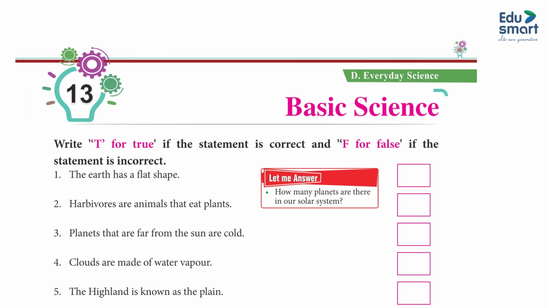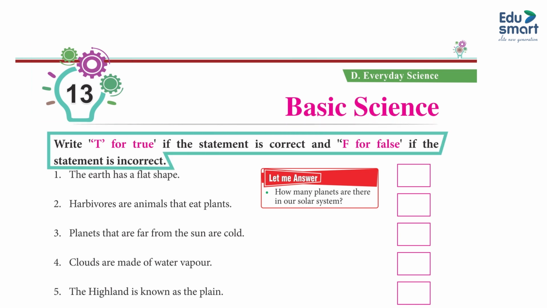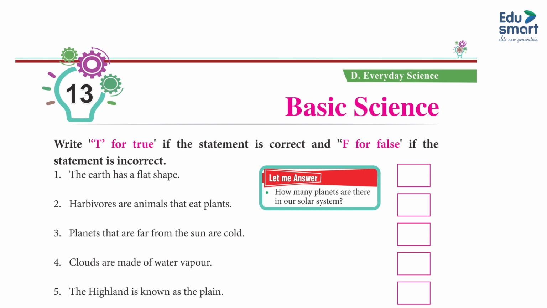Chapter 13 Basic Science. Write T for true if the statement is correct and F for false if the statement is incorrect. Let me answer. How many planets are there in our solar system? Number 1. The Earth has a flat shape.